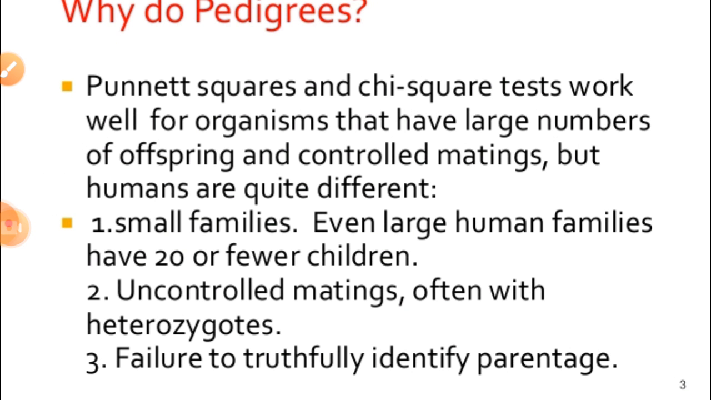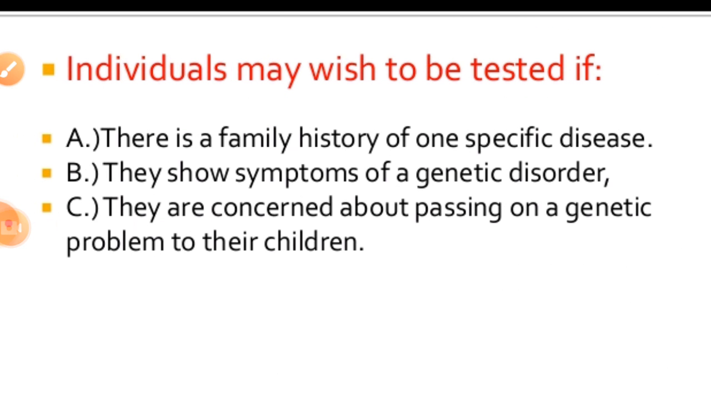We can say that the Punnett square and the test cross work well for organisms that have a large number of offsprings and controlled mating, but humans are quite different, right? We can say even a large human family has 20 or more children, and there is uncontrolled mating, often with heterozygotes, and failure of truthful identification of the parentage.